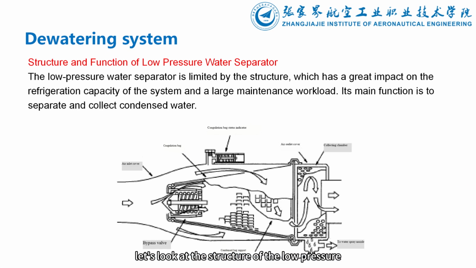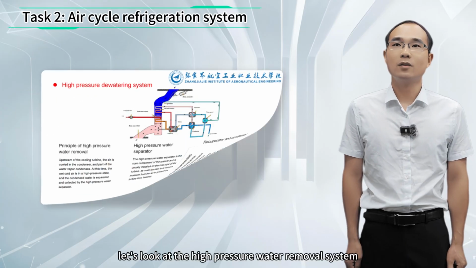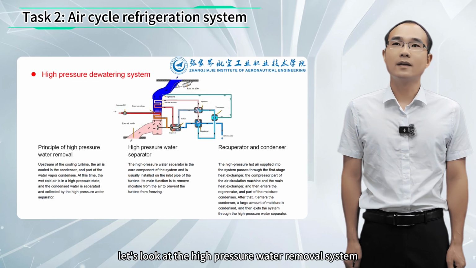Let's look at the structure of the low-pressure water separator. The low-pressure water separator is limited by the structure, which has a great impact on the cooling capacity of the system and a large maintenance workload. Its main function is to separate and collect condensate. Let's look at the high-pressure water removal system again.